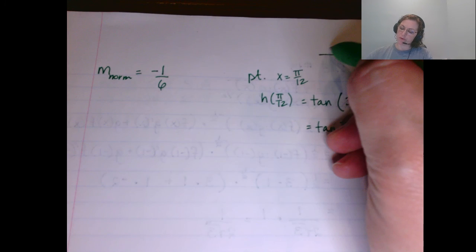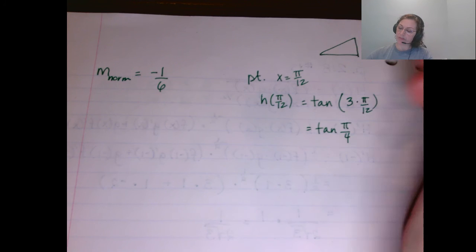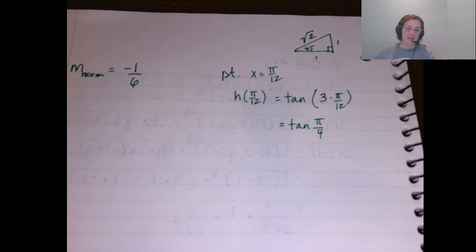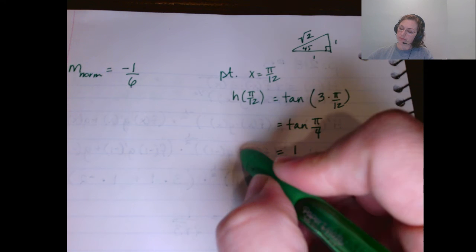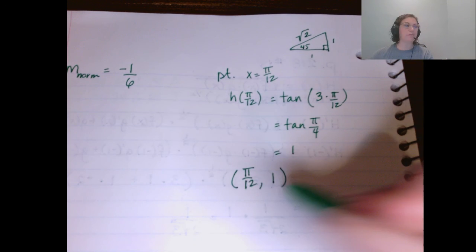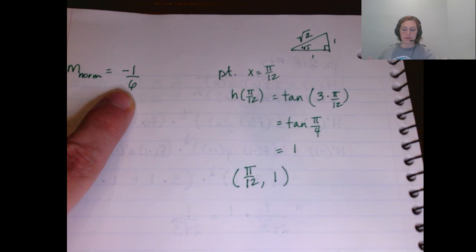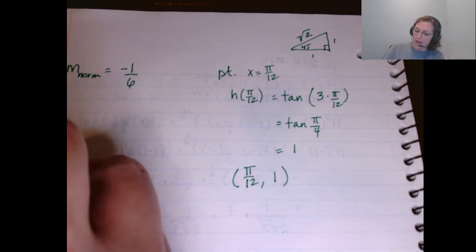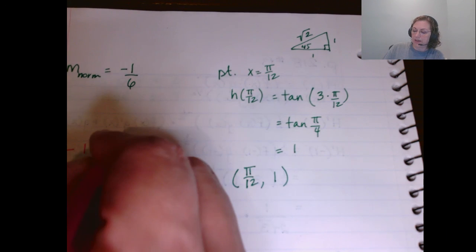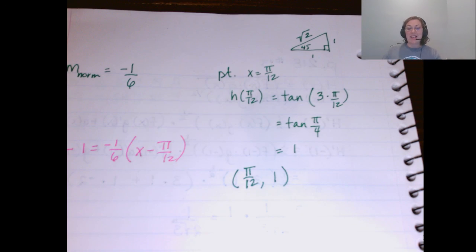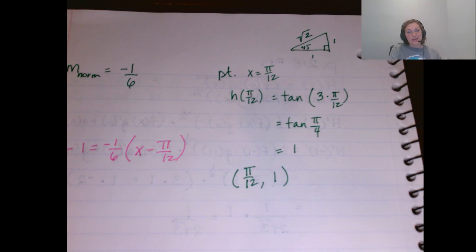So remember your 45-degree triangle. In a 45-degree triangle, you've got 1, 1, square root of 2. So your tangent there is 1. That means the point that I'm going to write this normal line at is pi over 12, 1. And I've got a slope of negative 1/6 there. So let's write the equation. y minus 1 equals negative 1/6 times x minus pi over 12. And that gives us the equation for our normal line here.